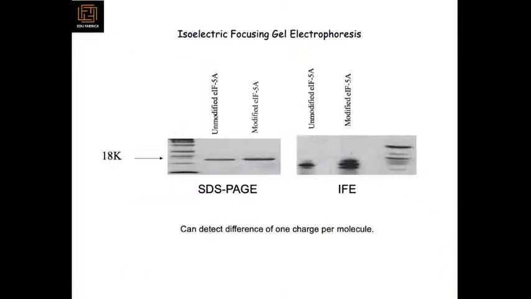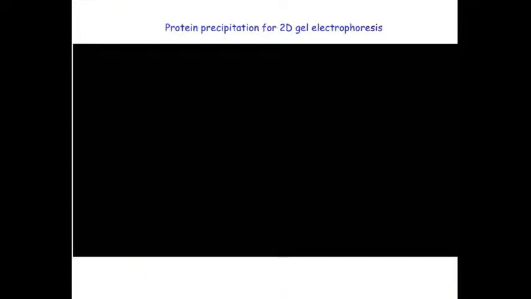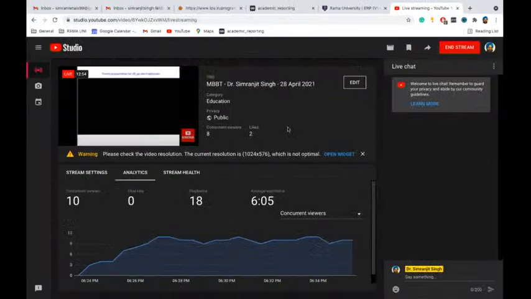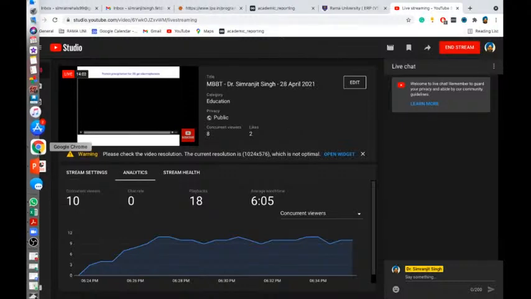So you have SDS-PAGE, IEF, and then protein separation by 2D gel electrophoresis. So how do we do this 2D gel electrophoresis? To be successful in 2D gel electrophoresis, I will explain the technique one by one.